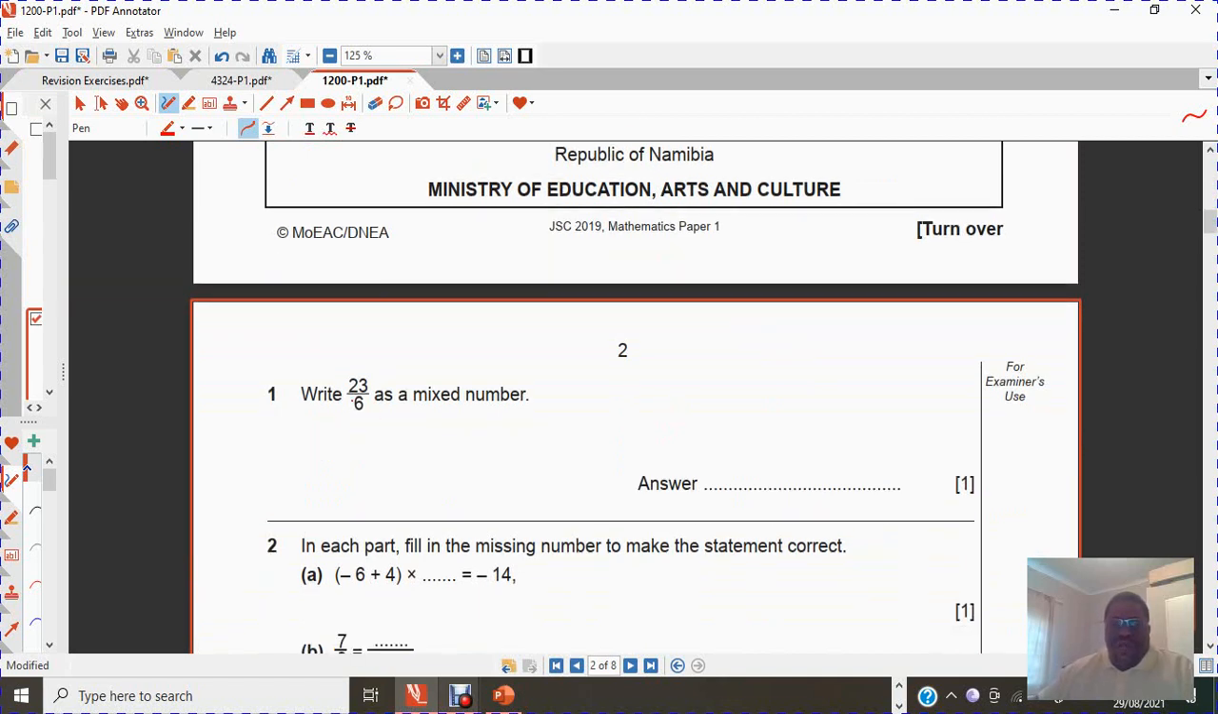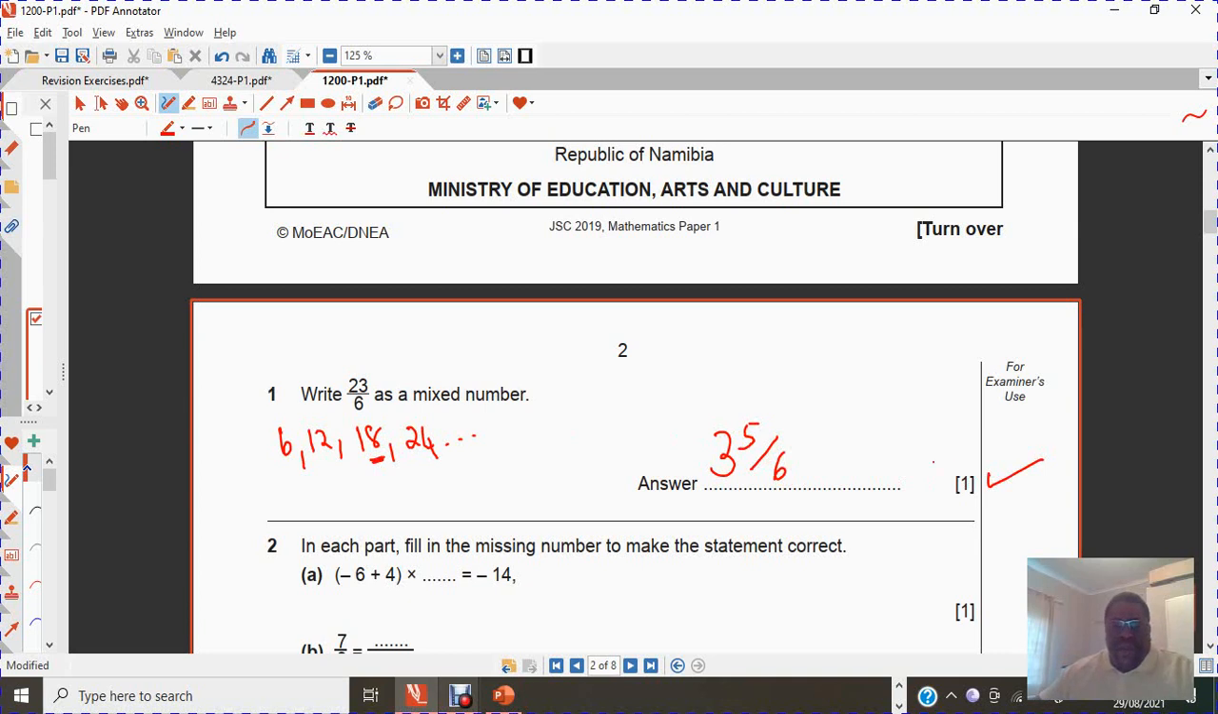They are asking you to write 23 upon 6 as a mixed number. Again, just ask yourself how many times 6 goes into 23. You know your 6 times table is 6, 12, 18, and then 24 and so on. So 6 goes in 3 times, and 6 times 3 is 18. Whatever is left, that 5, you put over that 6.